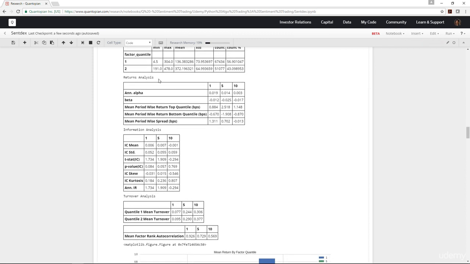In essence, what we're looking at here is the returns analysis. If you look at the alpha, it's not bad. At least it's positive. The beta is also pretty good; it's basically neutral to the market. And there's quite a good spread between the top and bottom quantiles. The mean period-wise spread between the top and bottom quantile is 1.3. That's pretty healthy for 1 day and 5 day. The 10 day is negative, so we probably don't want to trade the 10-day look ahead or hold it for 10 days.